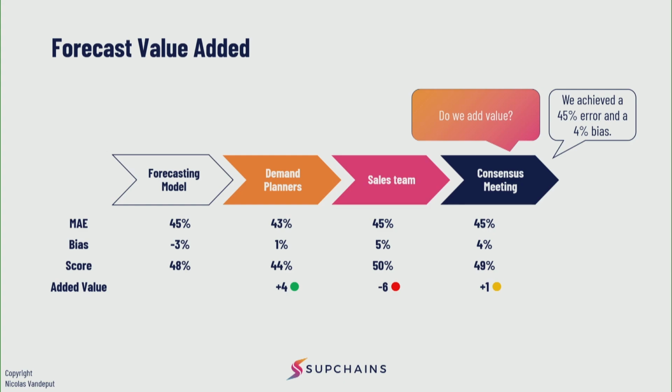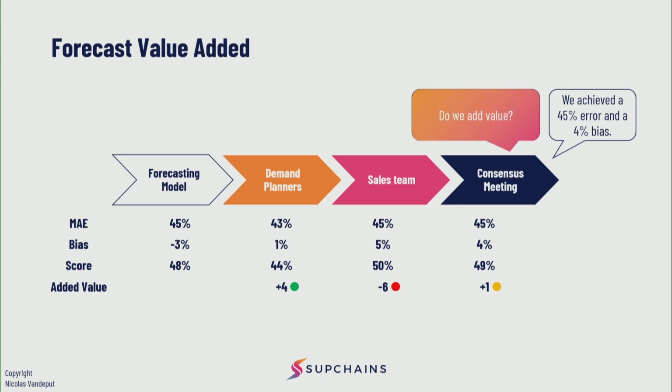What you want to do, step after step in your process, even individual after individual, is reduce the score, which is like the forecast error. So in my story, demand planners are doing great. They reduced the score from 48 to 44, they reduced the forecast error. This is great, they did a great job. The sales team did not. In my story, the sales team basically just wanted to increase the forecast so they would secure supply to make sure they could sell as much as possible. So they're basically confusing the supply plan and the demand forecast.